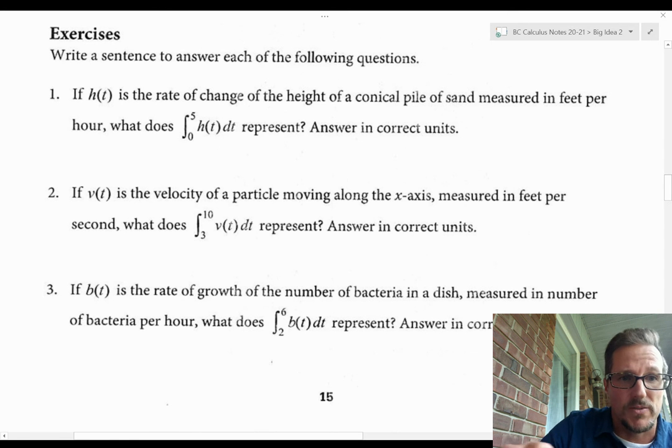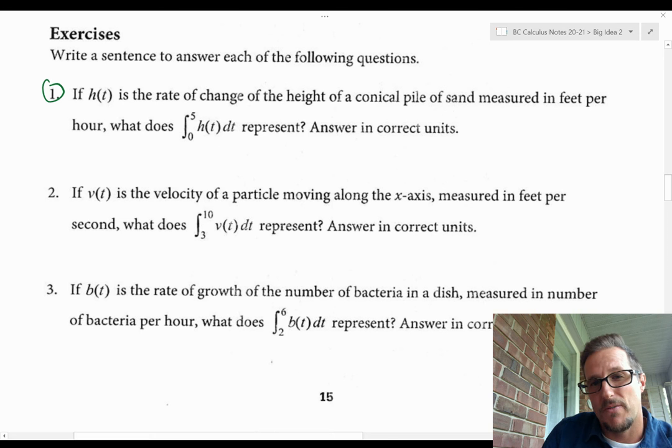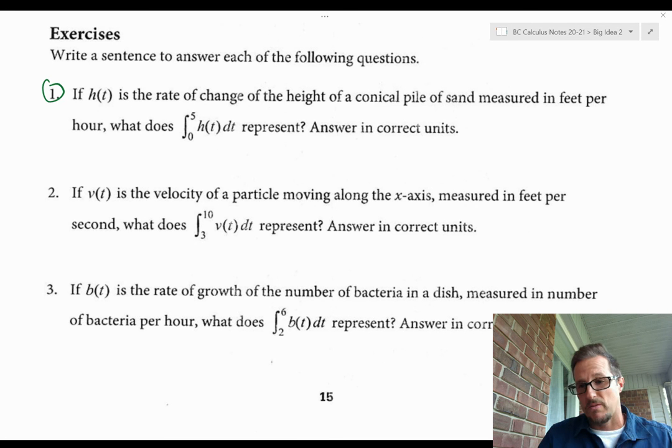If h of t is a rate of change of the height of a conical pile of sand measured in feet per hour, what does the definite integral from 0 to 5 of h of t represent? Now, this seems very familiar, right? We talked about the definite integral at the beginning of the year as a product of units, the product of x and y. And if h is measured in feet per hour, I have to interpret that t is measured in hours. So the product of feet per hour times hours would give me feet.